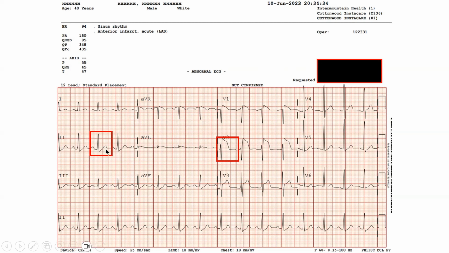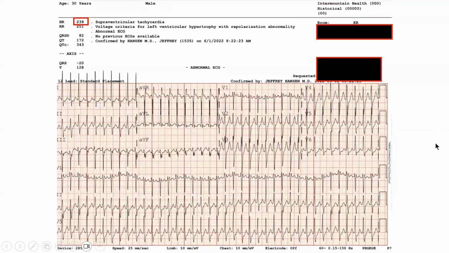If we look over here in lead 2, we see ST segment depression, and here is ST elevation. ST elevated myocardial infarction, STEMI. So this is an anteroseptal. These are the anterior leads here for the septal area of the heart. So that's a myocardial infarction.